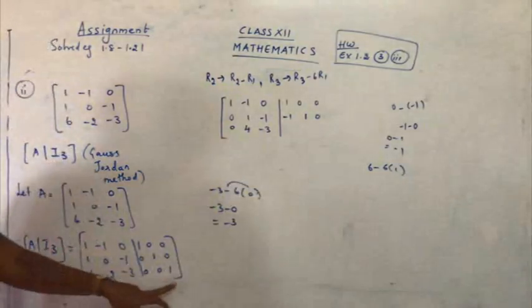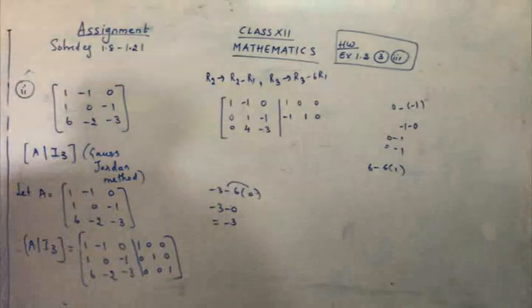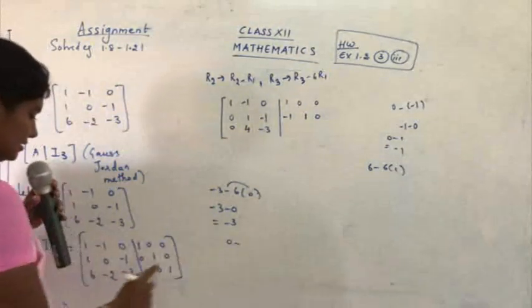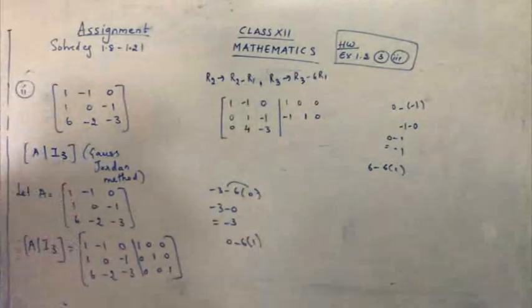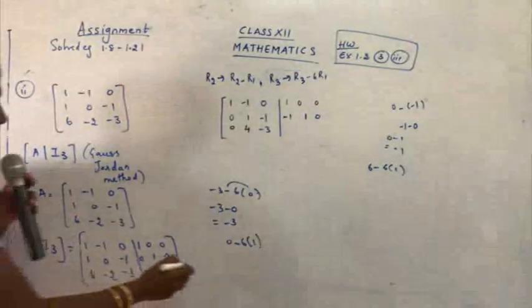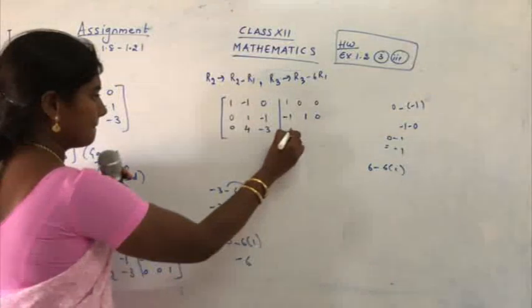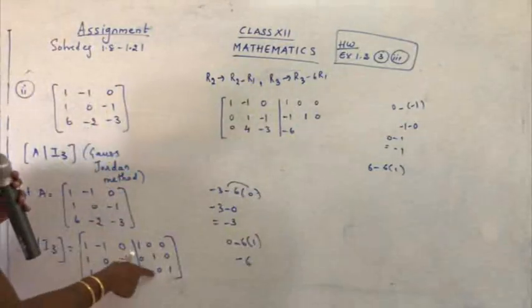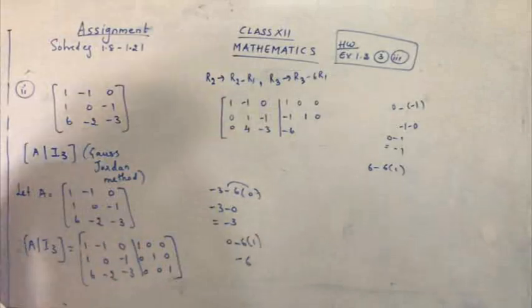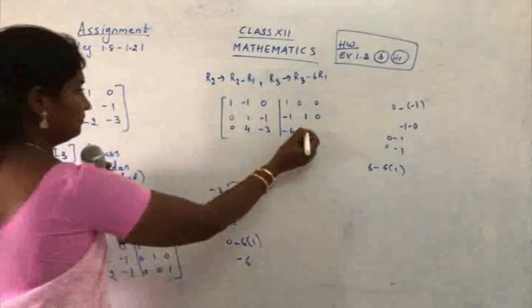Similarly, let us complete the second part also. So 0 minus 6 into 1. It's minus 6. 0 minus 0, everything is 0. Here also we have 0, here also we have 0. So we get here 0.